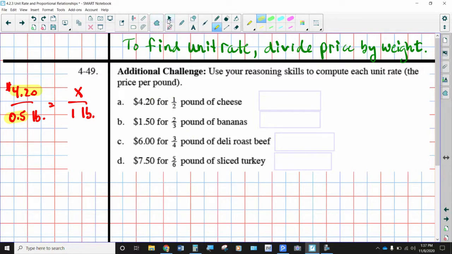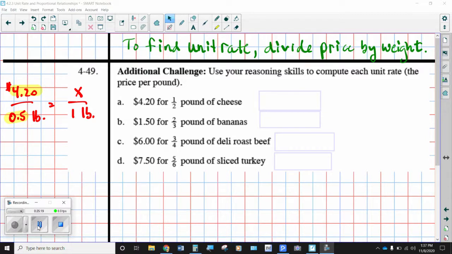Okay, this is the last problem we're doing. Go ahead and work out all of those answers. Use your calculator, and then unpause when you're ready for the reveal. All right, let's see how we did.